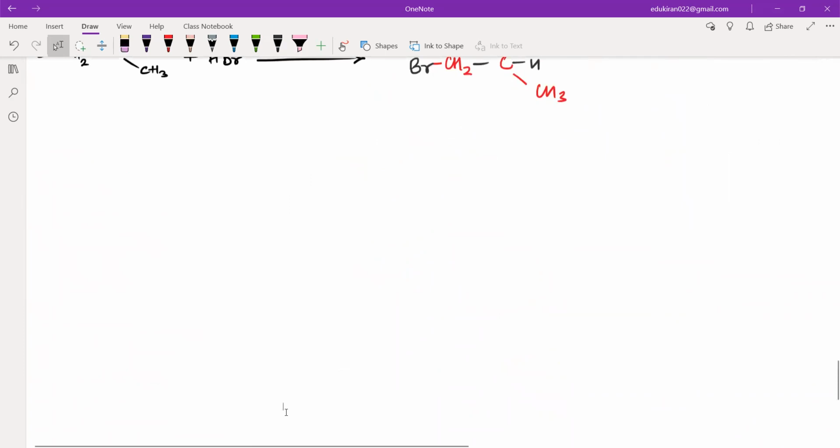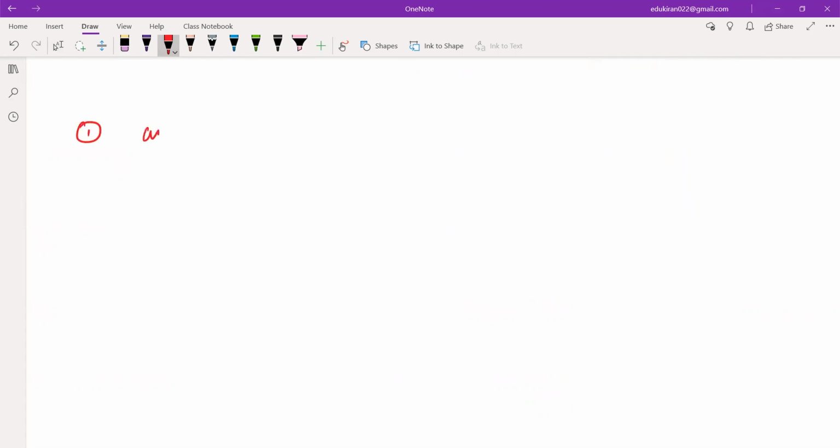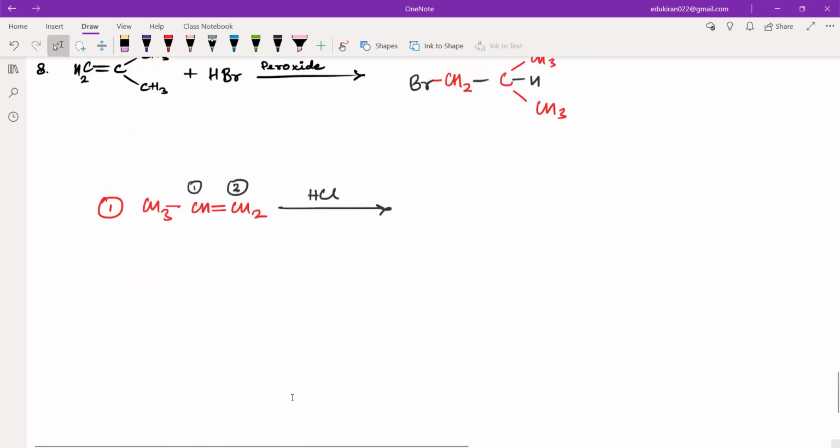Achha, see. There are two cases. The first case: only HBr. If only HBr, then HBr attaches on which carbon? First or second? Look in your notes. We have the same example here. Only if HBr is present or HCl is present, only the halogen hydride, no peroxide, then the halogen attaches on which carbon? First carbon or second carbon? Samara, look at your notes and tell me.